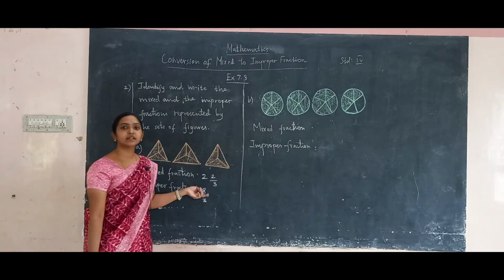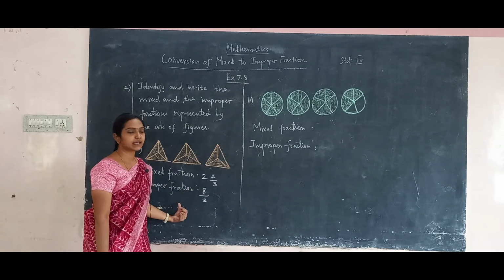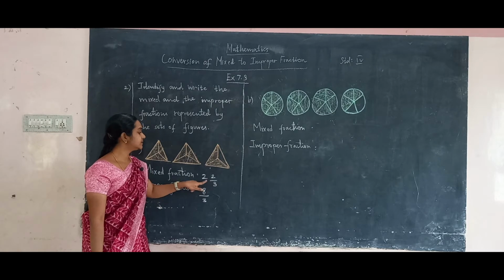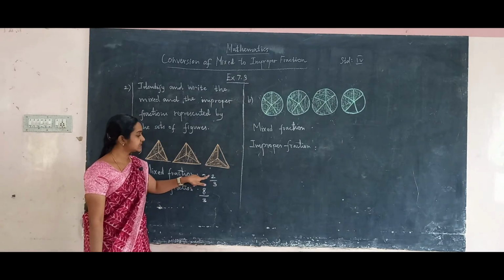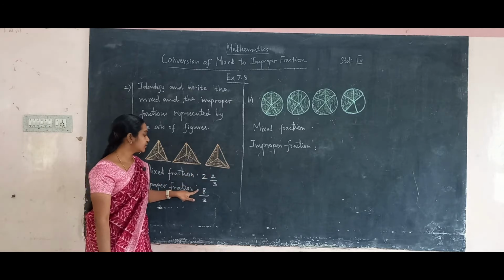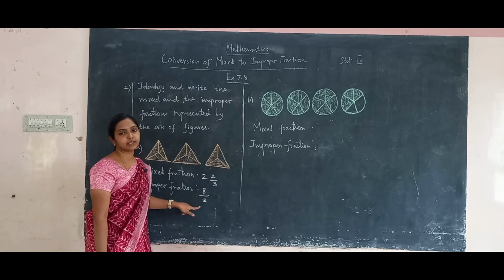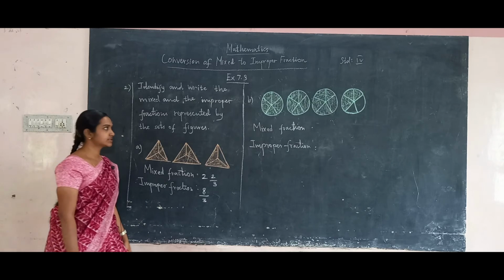Now check whether our improper fraction is correct. Multiply 3 and 2. 3 into 2 is 6. 6 plus 2 is 8. So the improper fraction is 8 by 3. What we have done is correct.